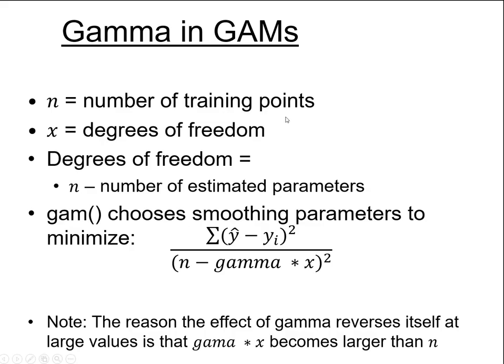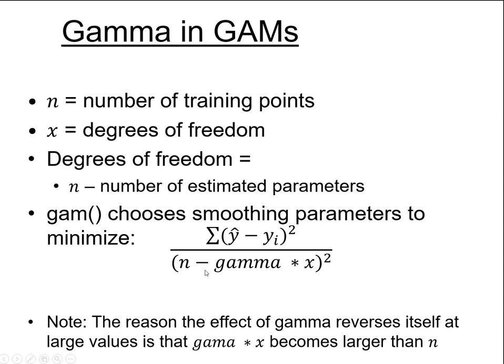All right, so a little bit about the math inside of GAMs. Here's how GAM chooses the parameters, okay? And it does it by minimizing this. Take a look. Sum of squares, again, we see this a lot, or sum of squares difference, right? So here's our predicted, here's our sample data. We're subtracting it, squaring it, summing it, okay? Happens a lot. We've got the number of training points is n, degrees of freedom is x. X is going to be equal to n minus the number of estimated parameters. So more estimated parameters, less degrees of freedom.